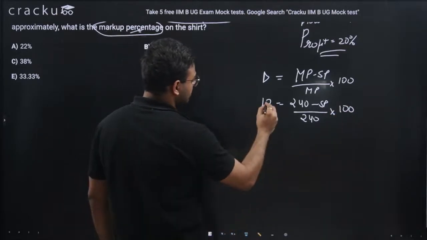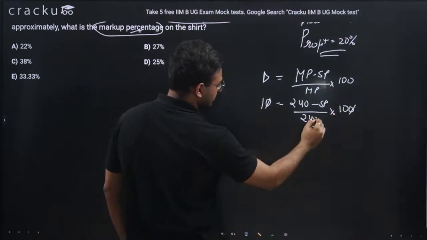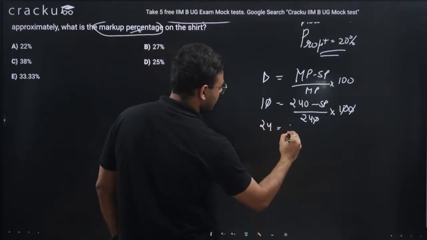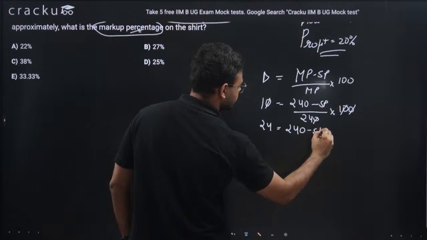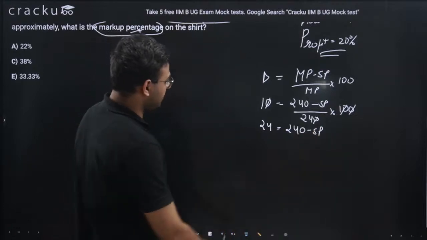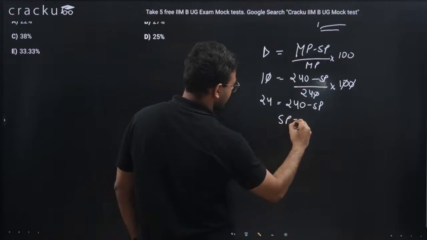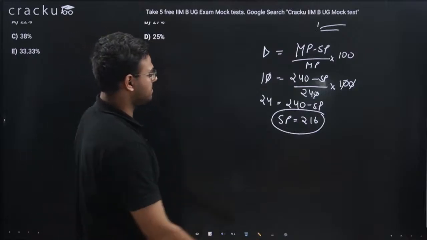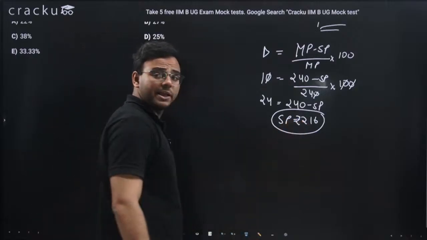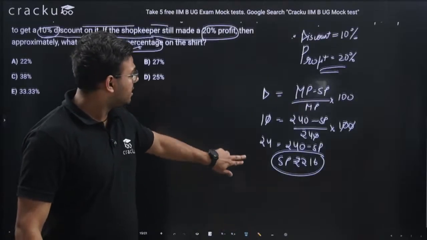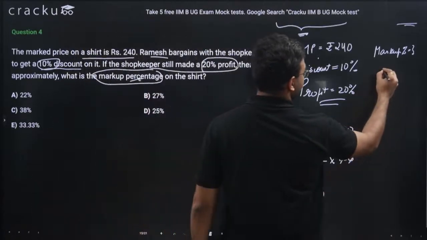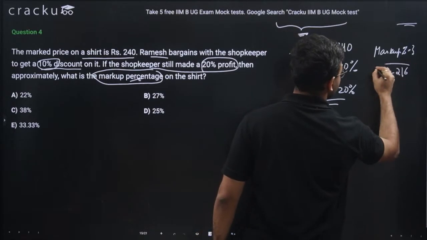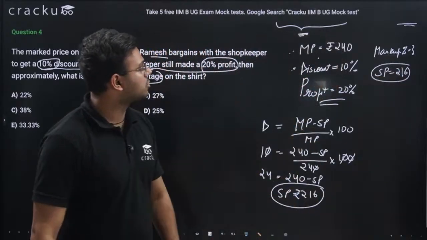Let's solve this equation. This 0 and 0 will cancel here, and this 0 and this 0 will cancel here. So what we get is 24 = 240 minus SP. So SP is equal to 216 rupees. We have got the selling price of the item as rupees 216. I'll write it here: SP = 216.